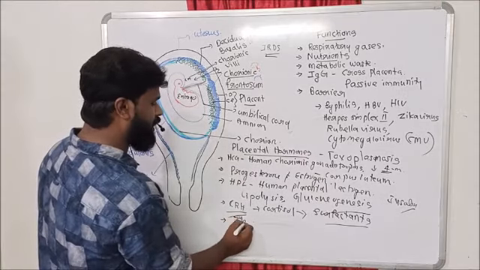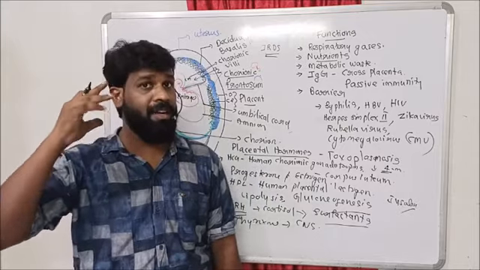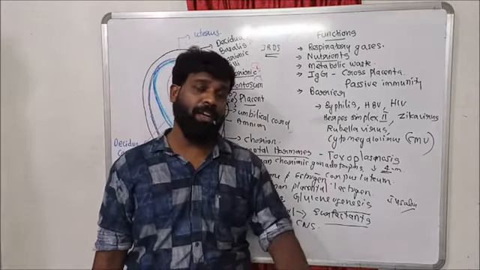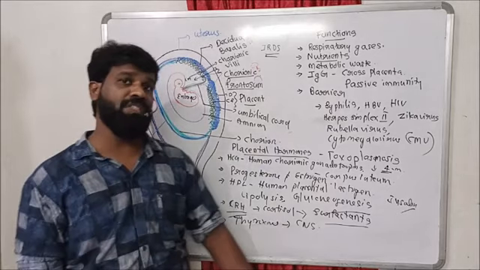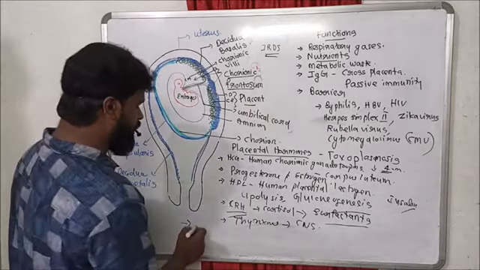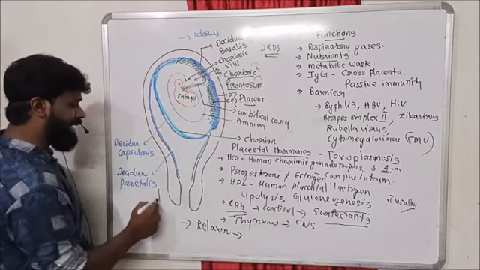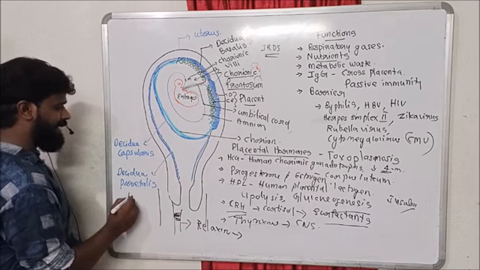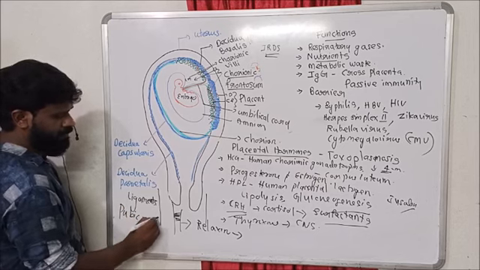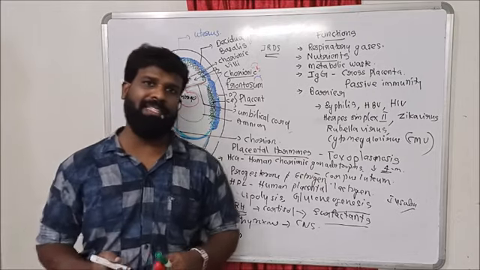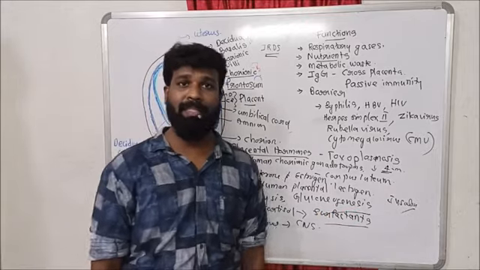Then the placenta secretes the hormone thyroxine, which helps in the development of the brain or central nervous system in the fetus. The deficiency of thyroxine in fetus or infants leads to cretinism, because the development of the central nervous system requires thyroxine. Then it secretes the hormone relaxin. This hormone relaxin relaxes the ligaments of the pubic symphysis. This causes widening of the birth canal and helps in expulsion of the fetus. That is the role of relaxin secreted by the placenta.